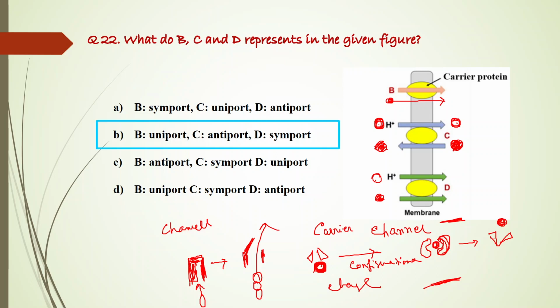How are they classified? The first one, where only a single substance is allowed to go through in a single direction, is known as uniport. Second, where you can take two different types of substances, one can go inside and the other will come outside, is known as antiport. And the third one, where you can take up two different substances but can transport them to only a single direction, is known as symport. Okay. So our correct option should be option number B.